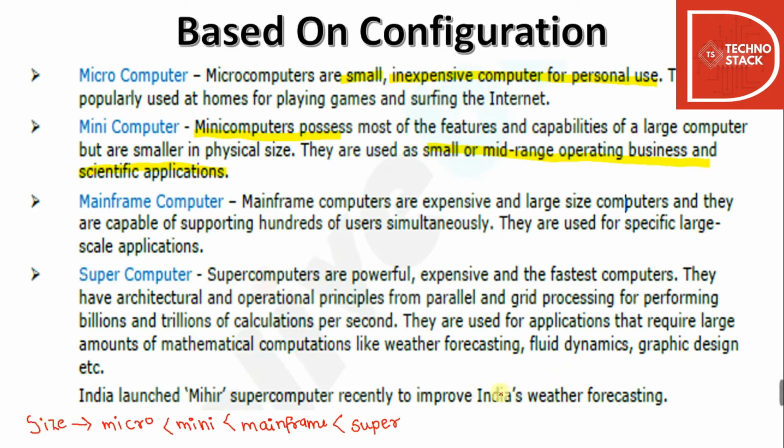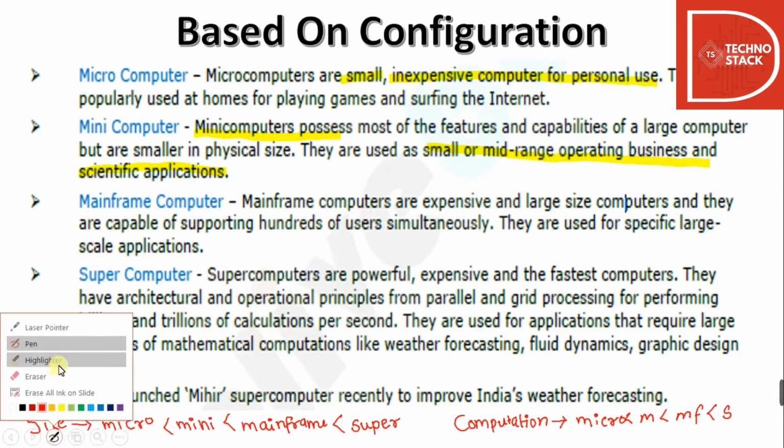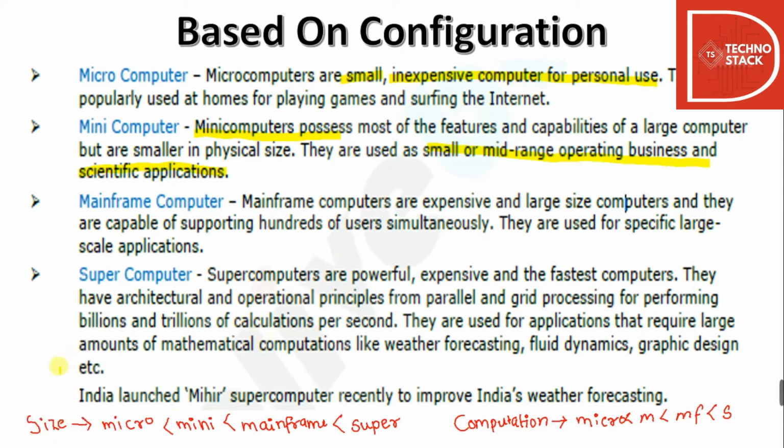Now, on the basis of computation, the order goes in reverse. Computation is also the same: micro less than mini, less than mainframe, less than super. Then we'll be seeing what mainframe computers are next. This is just a hierarchy that I gave, so if anywhere it comes as a question, you can attempt it very easily.